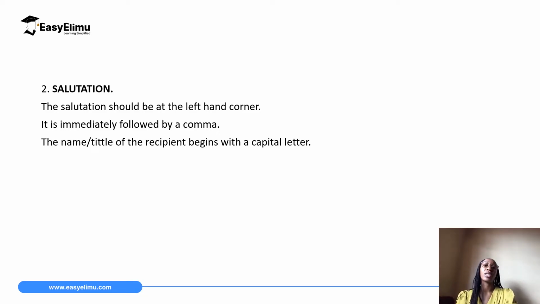And remember, the name or the title should start with a capital letter. So if you write Dear Miriam, it will be Dear Miriam, Miriam with a capital M and then a comma. If it is an official letter, Dear Sir or Madam, the S in Sir and the M in Madam will also start with a capital letter. So let us have a look at a sample salutation and see how it will look.